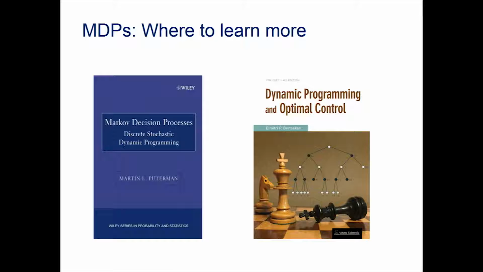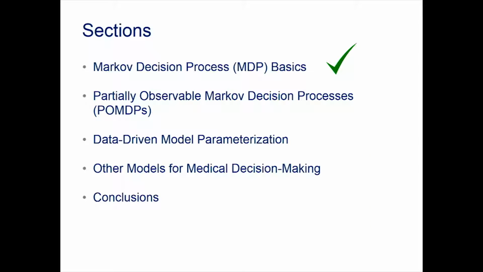Marty Putterman's book on Markov decision processes, and then Bert Zekas' book on dynamic programming. But there are a lot of other references out there. These would be good starting points, though. So that's MDPs. Okay, now I'm going to move on, unless there's any questions. Are there any questions about that piece?